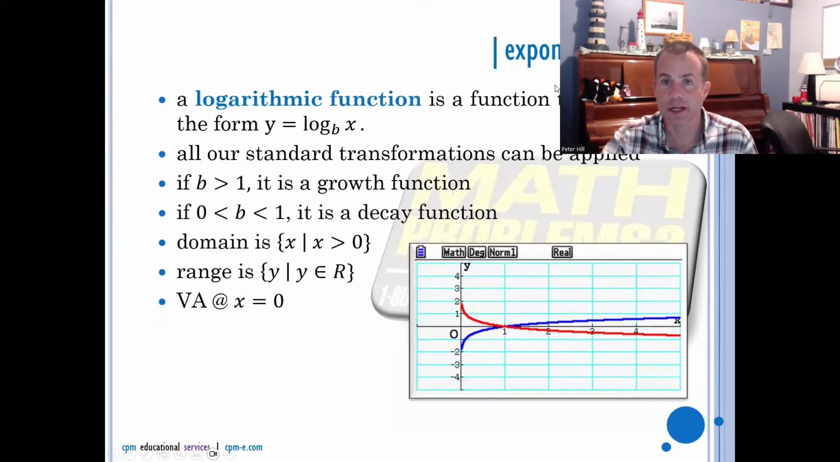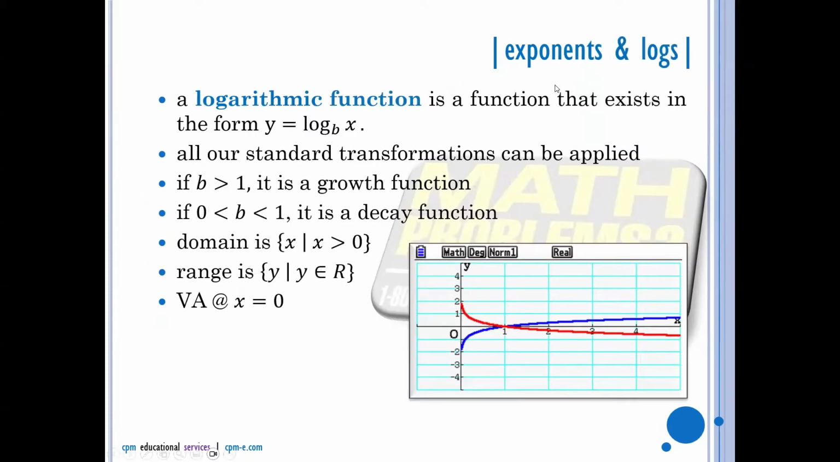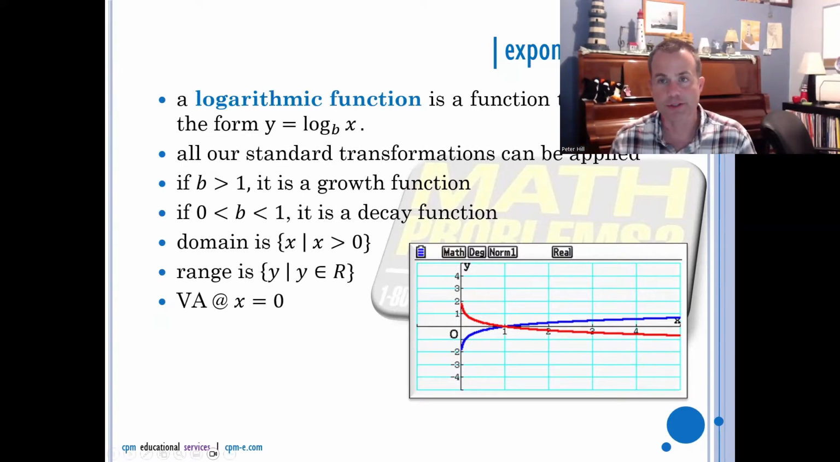Okay, perfect. Now I'm just going to clear that ink and we'll compare that conversation to a logarithmic function. Sorry, I said exponential. I meant logarithm. A logarithmic function is a function that exists in the form y equals log base b of x. Again, all our standard transformations can be applied. And again, if b is greater than 1, it's going to be a growth function. So that would be the blue graph.